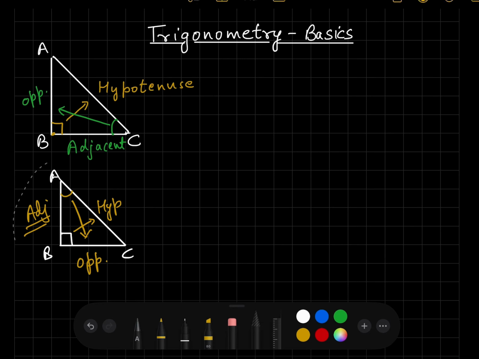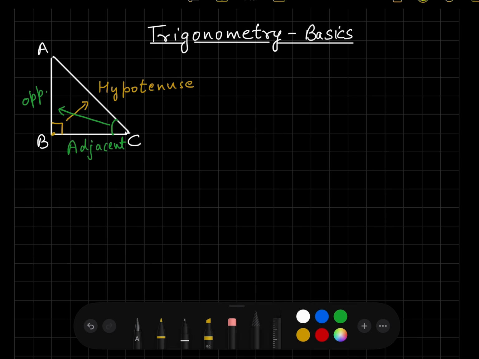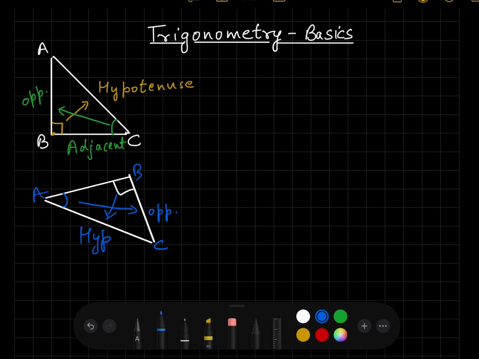Clear? But you will not always get the right angle triangle in this simple way. We can get it any other way, like it can be given to you this way, and this angle is given to be 90 degrees. Let us write here, this is ABC. If I write it this way, my hypotenuse is AC here, and if I take angle A, then this becomes my opposite side and the other one becomes my adjacent side. This is how you can easily identify hypotenuse, opposite, adjacent.